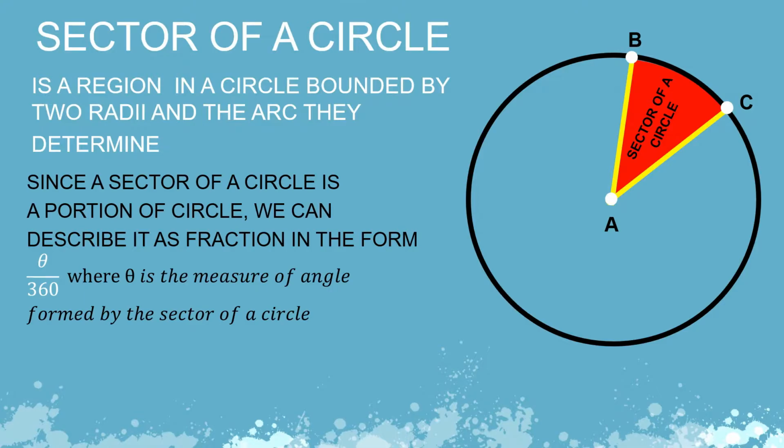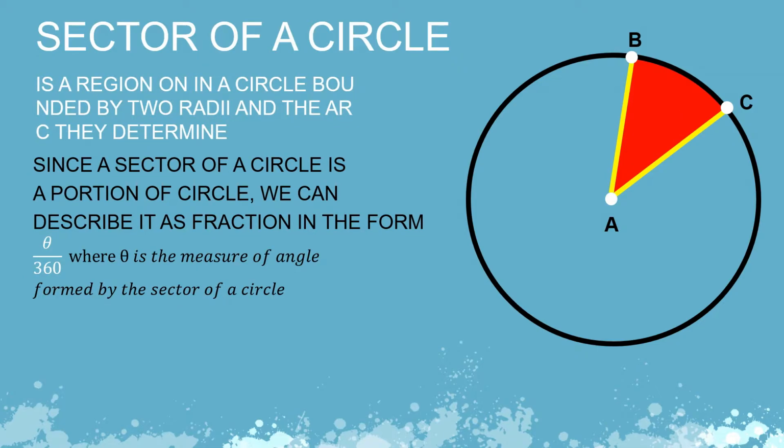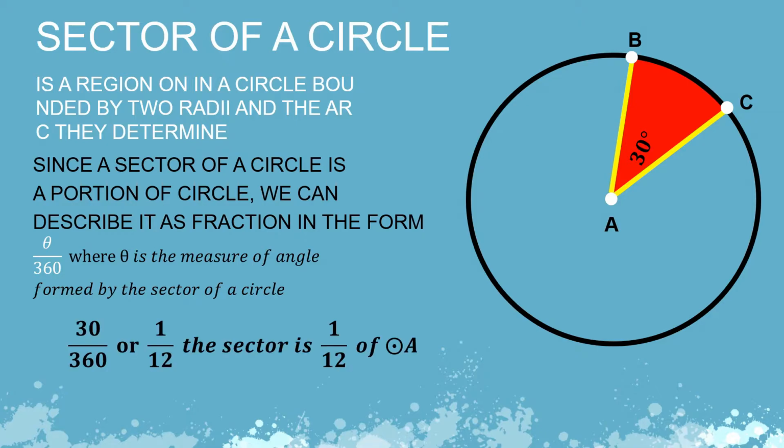Since a sector of a circle is a portion of a circle, we can describe it as a fraction in the form theta over 360, where theta is the measure of the angle formed by the sector of the circle. For example, if you have a sector of a circle that forms a 30-degree angle, you can express this as 30 over 360 or 1 over 12. Therefore, the sector that we have here is 1 over 12 of circle A.